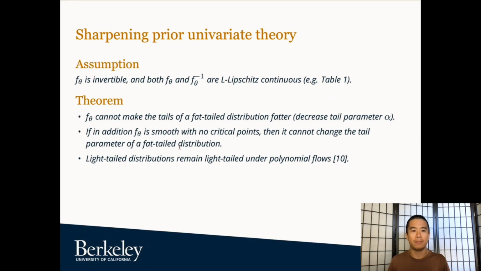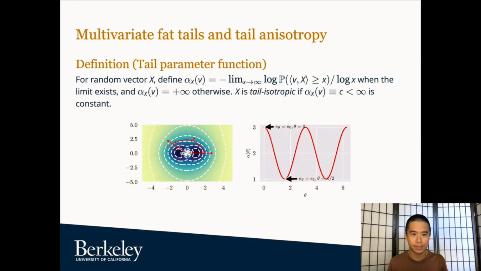Our first contribution is the sharpening of prior univariate theory. Specifically, we show that normalizing flow push forwards cannot make the tails of a fat tail distribution fatter. And furthermore, if the normalizing flow satisfies additional assumptions, then it cannot even change the tail parameter of a fat tail distribution. And finally, we prove a result regarding polynomial flows, which states that light tail distributions remain light tails under polynomial flow push forwards.